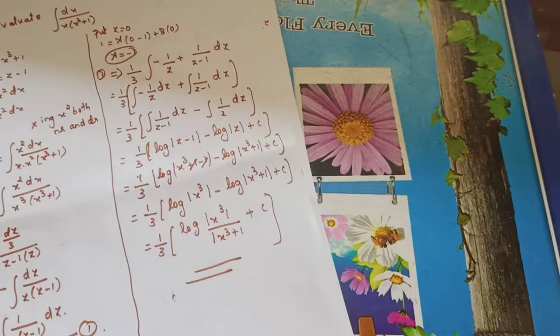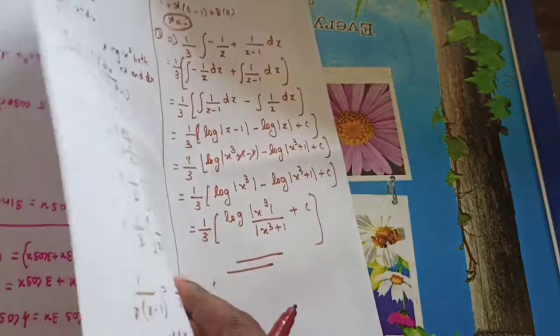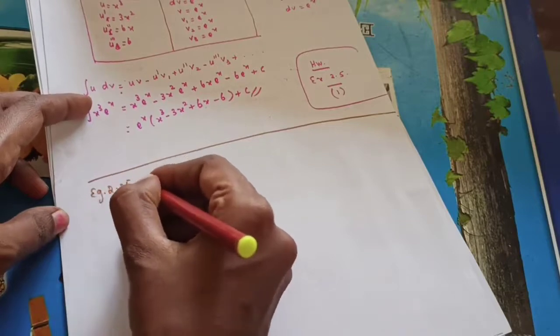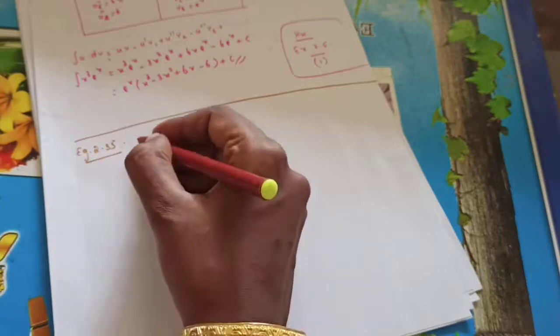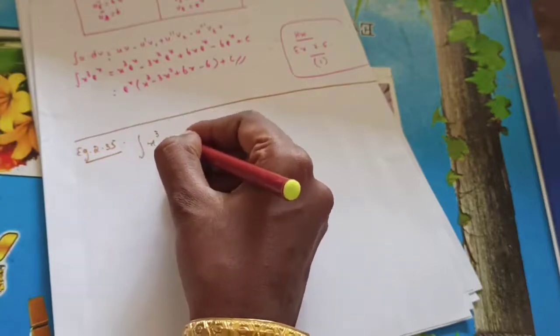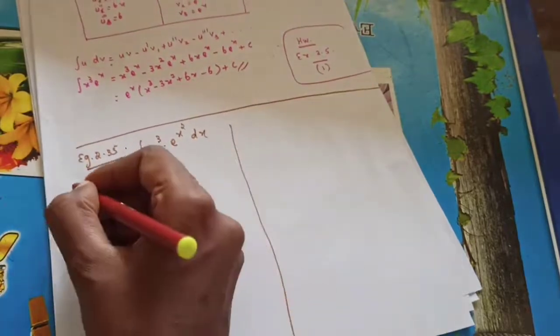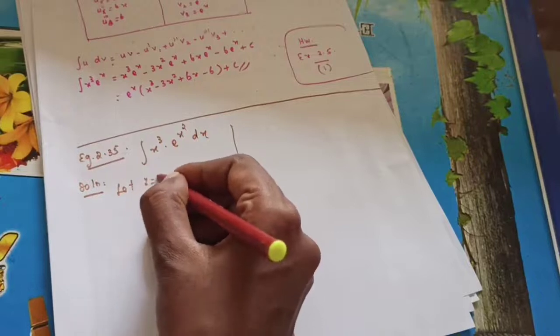Okay, children, one more question we can complete today. So example 2.35. Example 2.35: integral of x cube into e power x square dx. Okay. Solution. Let us consider z is equal to x square.